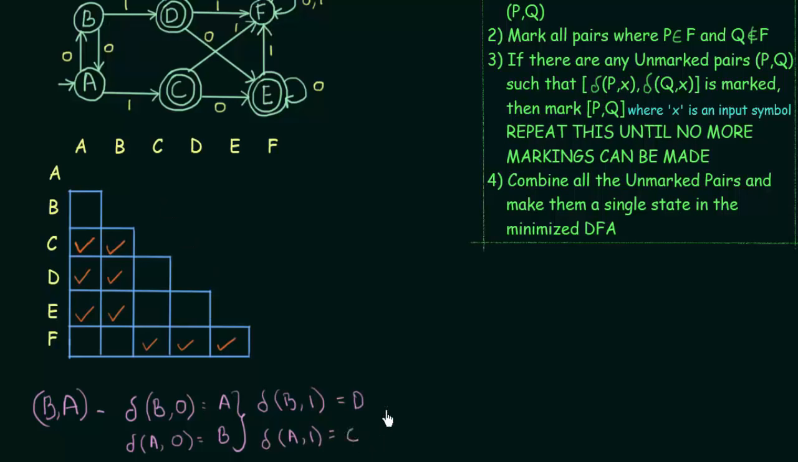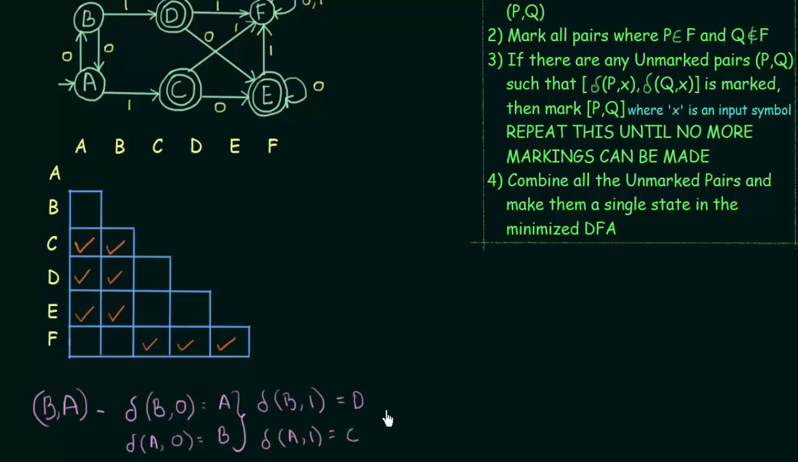Now let's come to this cell. What is this cell? This is called EC. Now let's check what happens in EC. E on getting input 0, where does it go? And C on input 0, where does it go? E on input 0 goes to E itself, and C on input 0 also goes to E. So again, you are getting this pair called EE, which is not present in this table. So leave it. And the next one you have to check is E on input 1, where does it go? And C on input 1, where does it go? E on input 1 goes to F, and C on input 1 also goes to F. So this is again a pair that is not present in this table, so we can leave it. Now we are done with this cell.